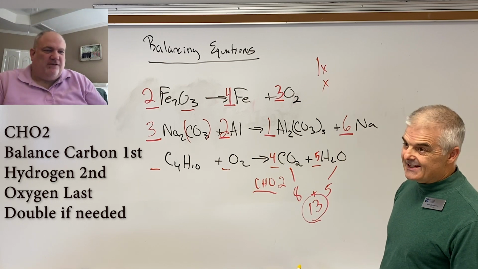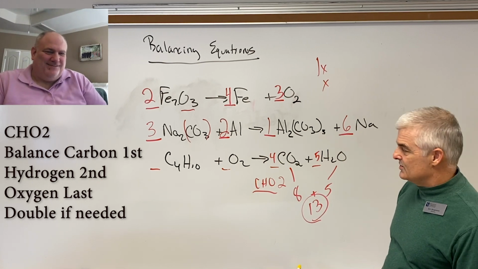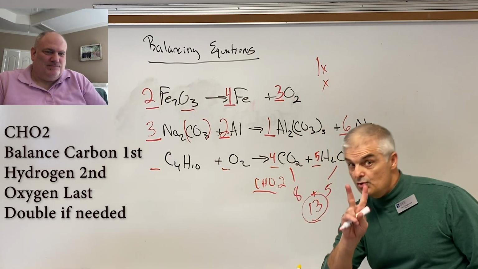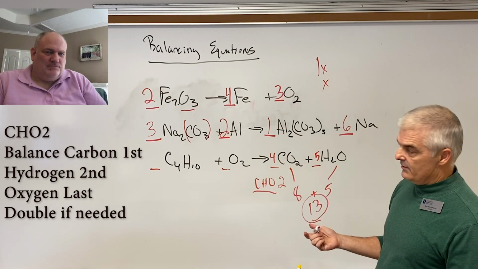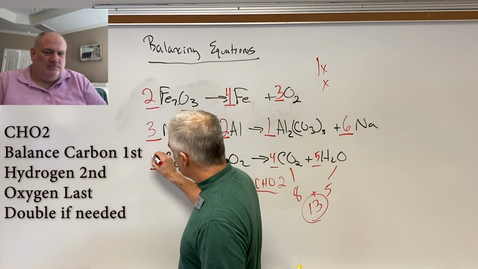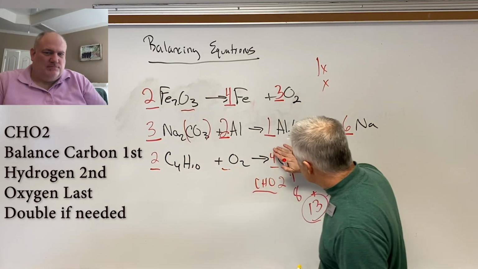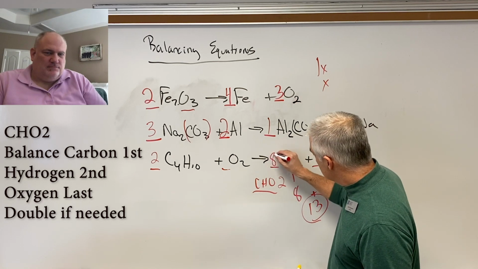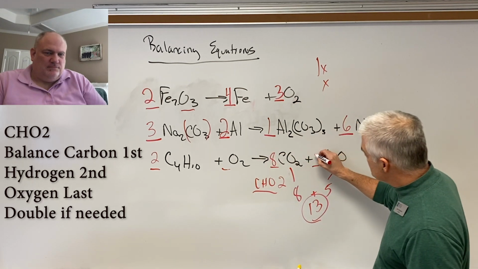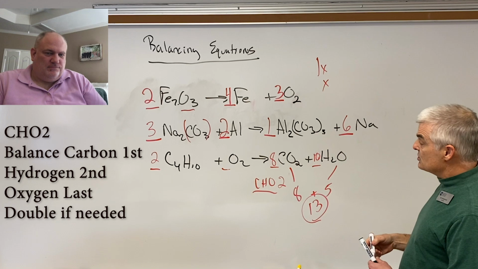Well, I can't put 13 there. Yeah, that's half of an oxygen. So what do you do, CHO-2? We double everything. So I'm going to double the C4H10 to 2. I'm going to double the CO2 to 8. I'm going to double the 5 waters to 10.